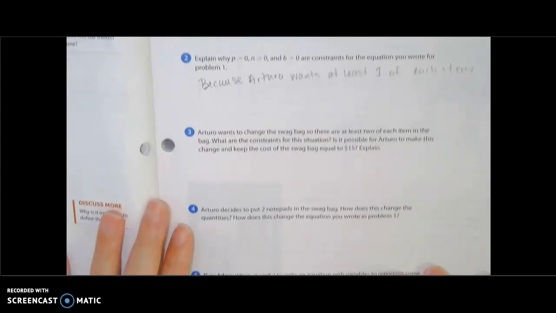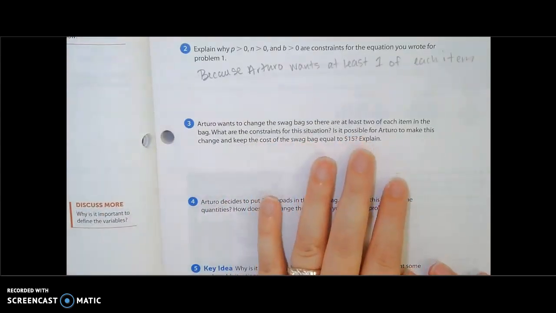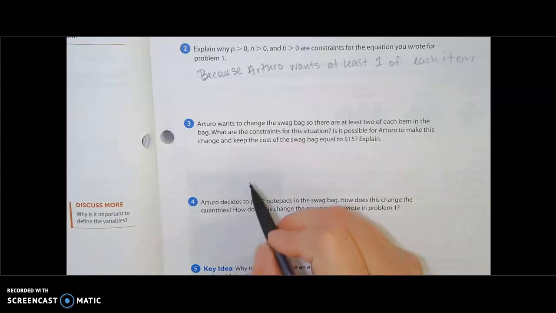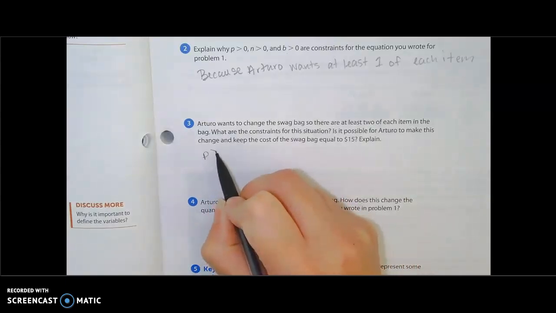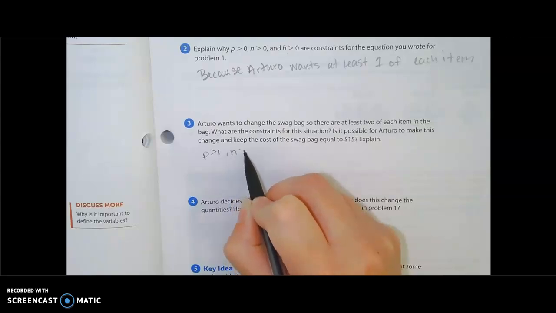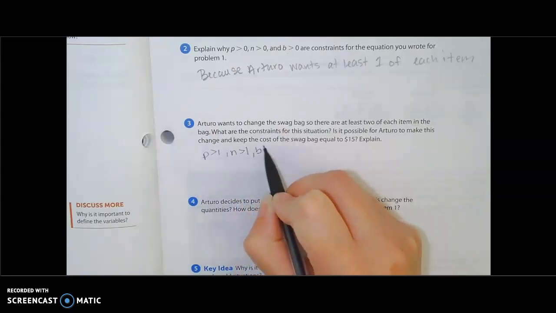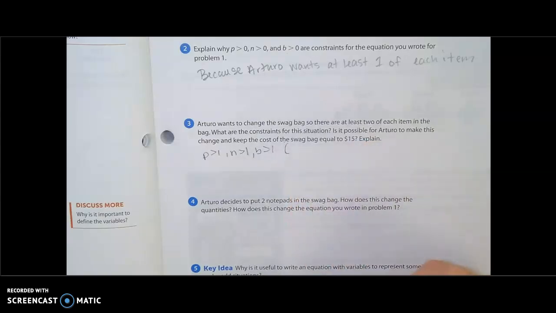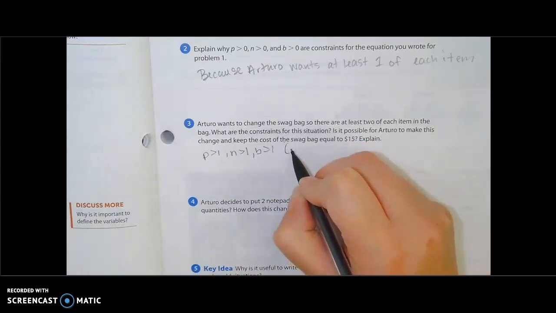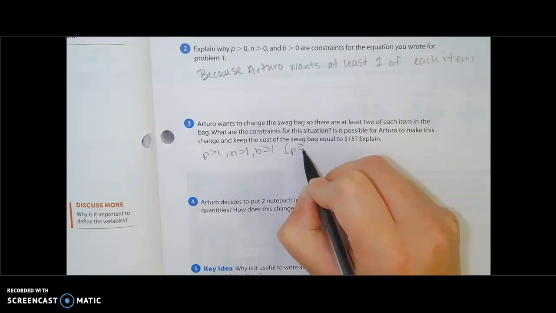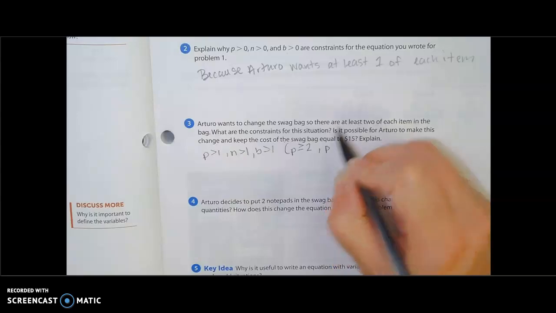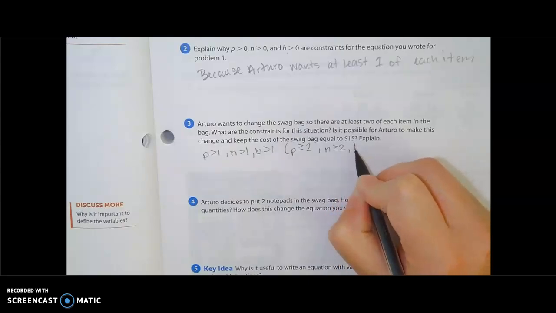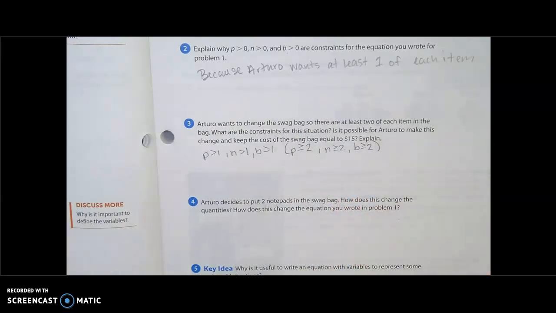Okay, so 3 asks, well, he wants to change the swag bag so there's at least 2 of each item in the bag. What would our constraints be for this situation? And so we talked about that there's 2 ways we could write it. We could say that P, N, and B or E are greater than 1. But the other way we could write it is because we want at least 2 items, we could say P is greater than or equal to 2, N is greater than or equal to 2, and B is greater than or equal to 2. That would be another way we could write it.